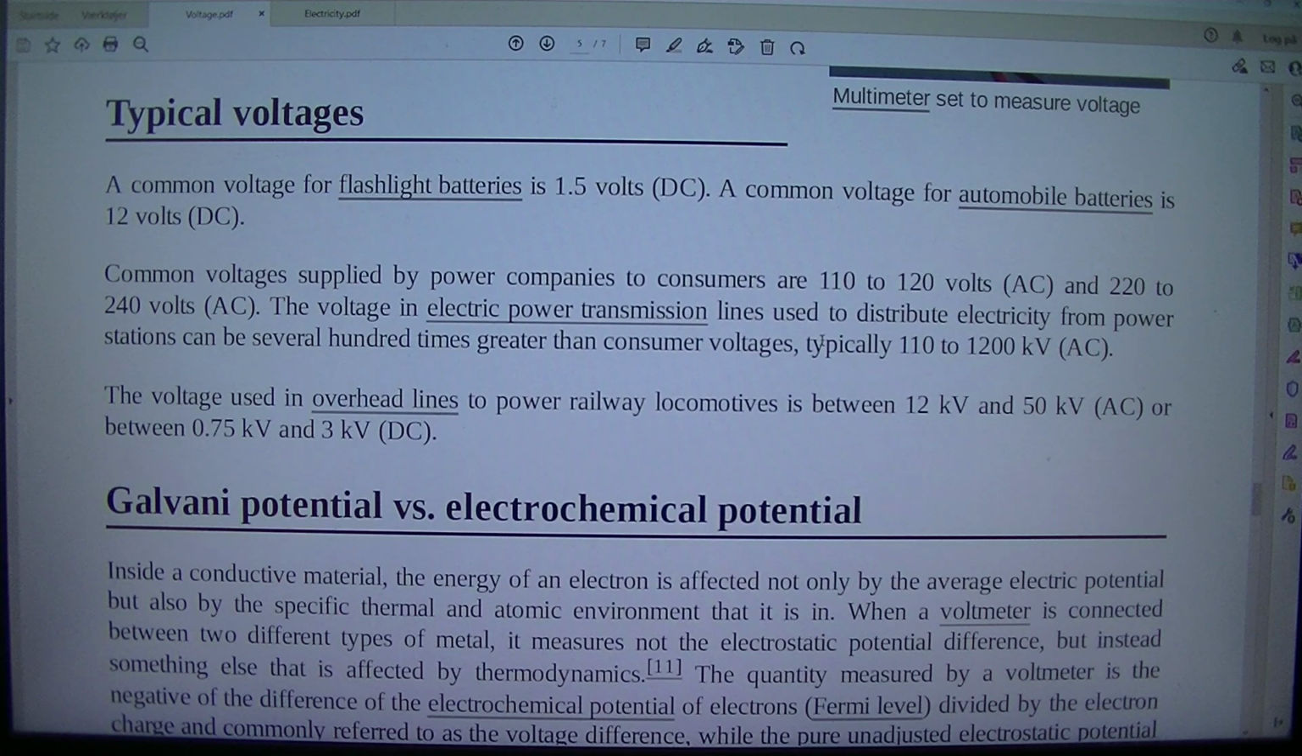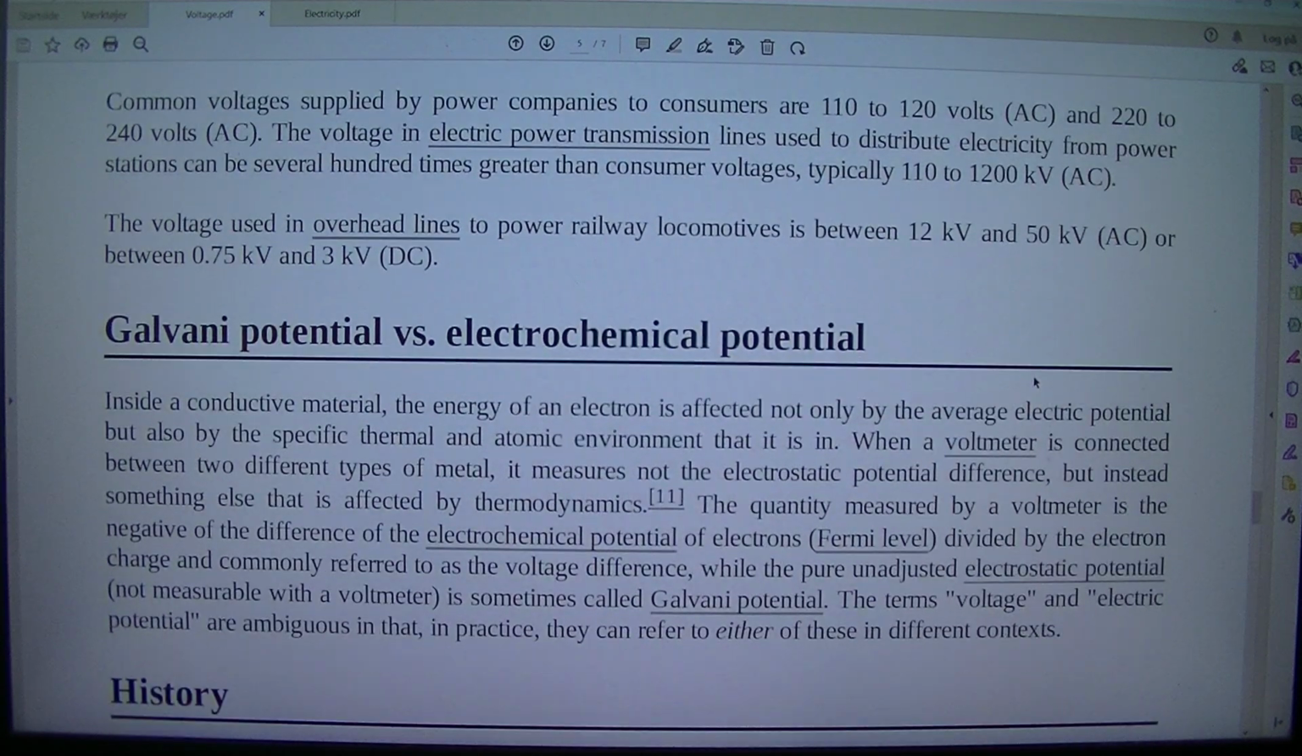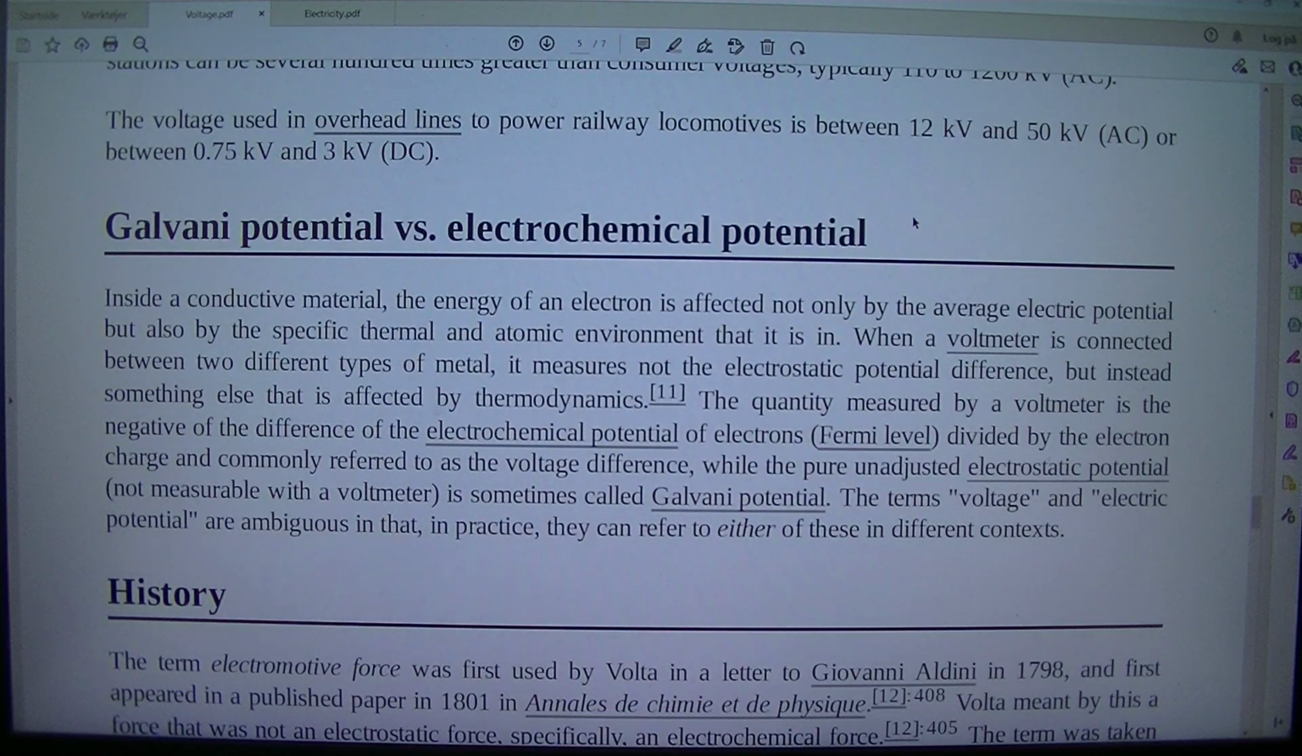The voltage in electric power transmission lines used to distribute electricity from power stations can be several hundred times greater than consumer voltages, typically 110 to 1200 kV, AC. The voltage used in overhead lines to power railway locomotives is between 12 kV and 50 kV, AC, or between 0.75 kV and 3 kV, DC.